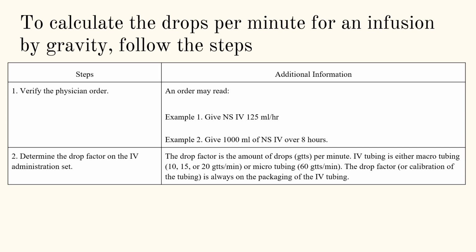And then you would figure that out by using the drop factor, okay, which is on the IV tubing. And it's either 10, 15, or 20 drops per minute, meaning how big the tubing is and how many drops it's capable of dropping wide open, okay? And then there's a micro tubing, which can give 60 drops per minute. The drop factor or calibration of the tubing is always on the IV tubing.